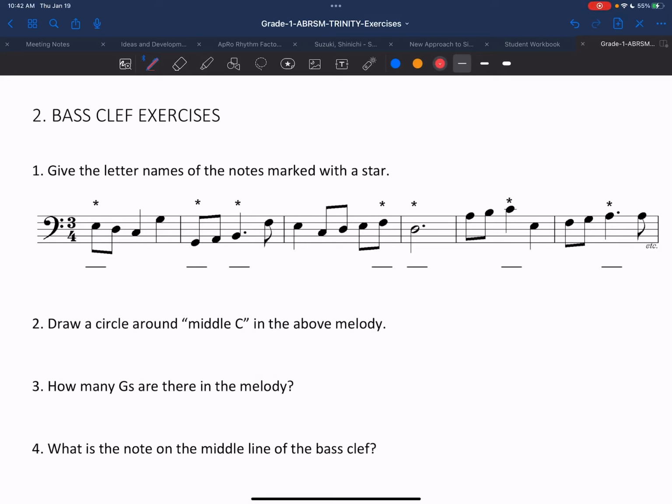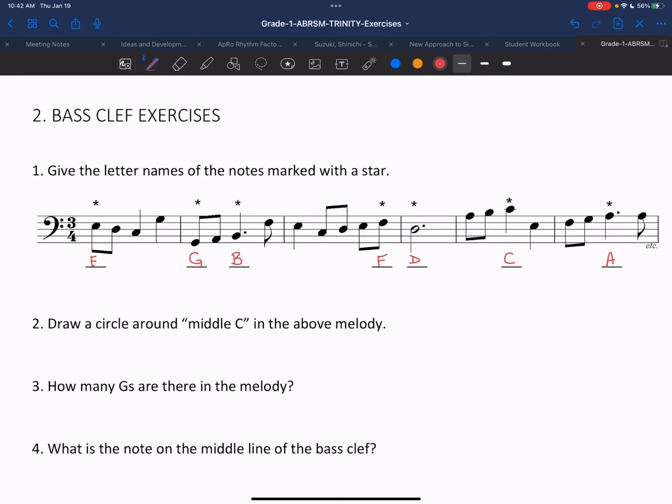All right, this is page 2, or exercise 2, bass clef exercises for grade 1 music theory. The first question asks us to give the letter names of the notes marked with a star. Those notes are E, G, B, F, D, C, and A. Again, that's E, G, B, F, D, C, and A.